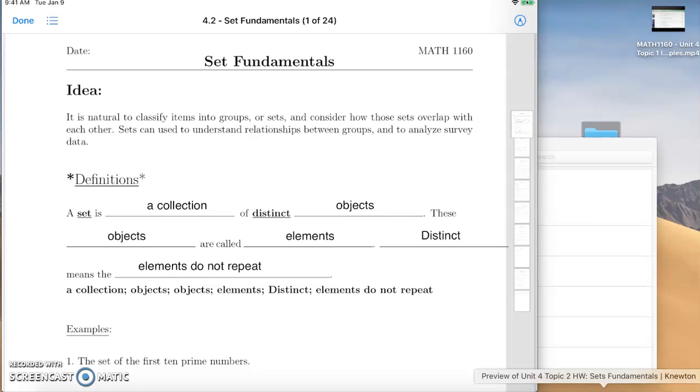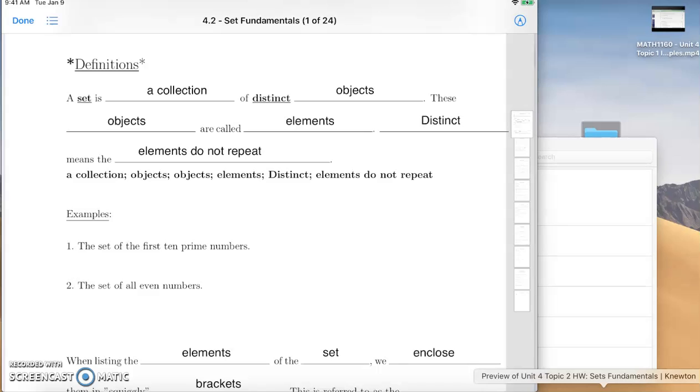It is natural to classify items into groups or sets and consider how those sets overlap with each other. Sets can be used to understand relationships between groups and to analyze survey data. The whole idea of sets is just literally to put into the right terminology a group of numbers or letters or something along those lines. So here's a couple of definitions.